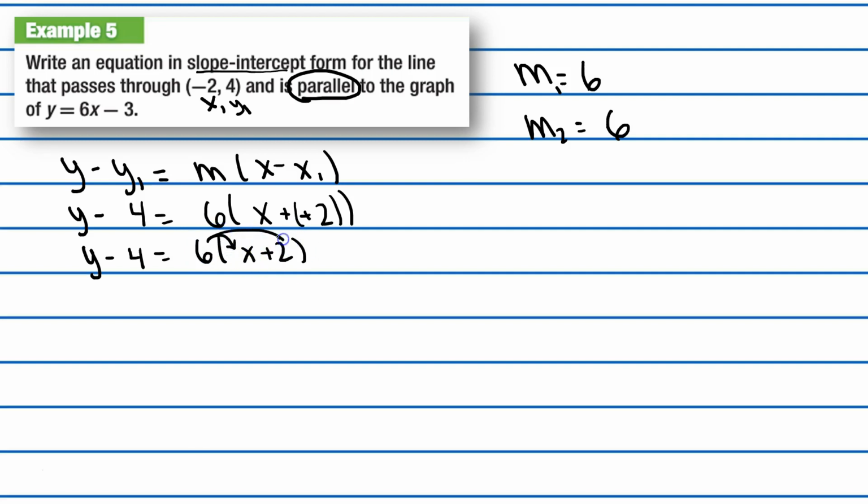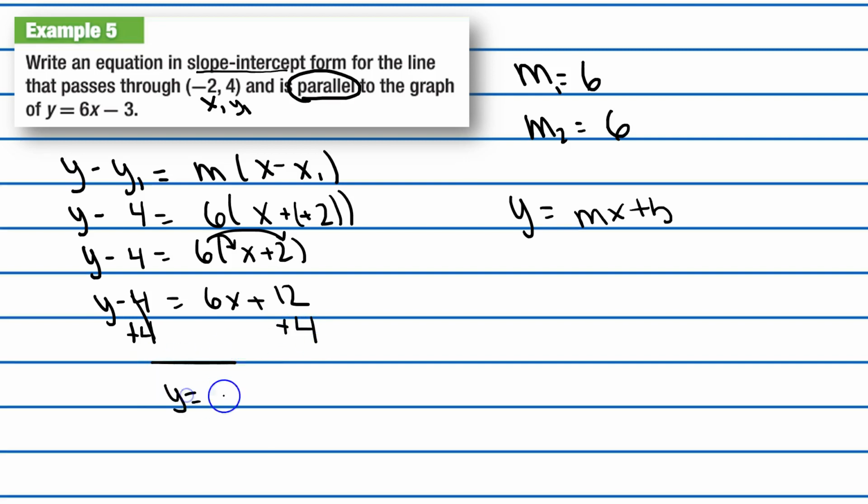I'm going to distribute. We have y minus 4 is equal to 6x plus 12. And I want to get it in the form of y is equal to mx plus b. That means my y needs to be isolated. This 4 needs to move to the right. The opposite of -4 is adding 4 to both sides. Then I have y is equal to 6x plus 16. And then you're done.